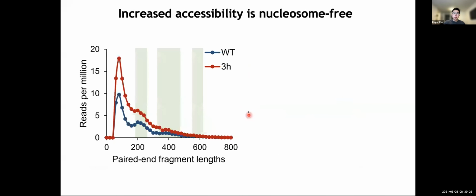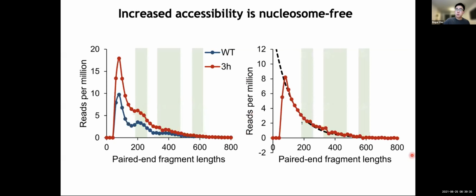And I won't go into the results here, but what we found is that this accessibility is primarily nucleosome free. And this is consistent with prior data that we showed, where increased accessibility occurs 1 to 2 kilobases from the cut site. And if we think about an average distance of approximately 200 base pairs between each nucleosome, this indicates that the increased accessibility occurs in a region that's occupied by approximately 5 nucleosomes on either side of the cut site.